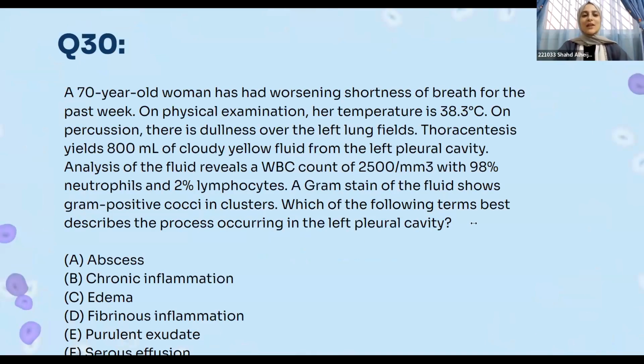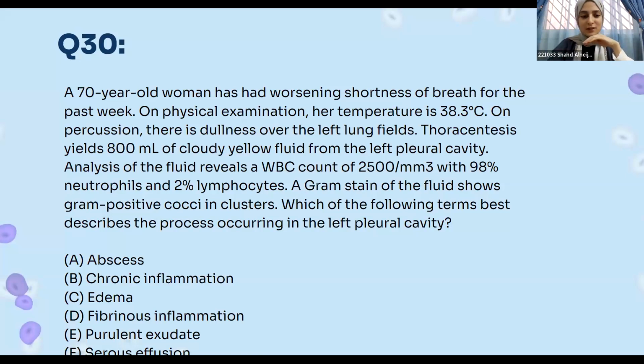A 70-year-old woman has had worsening shortness of breath for the past week. On physical examination, her temperature is 38.3. On percussion, there is dullness over the left lung field. Thoracentesis yields 800 milliliters of cloudy yellow fluid from the left pleural cavity. Analysis of the fluid reveals white blood cell count 2,500 with 98% neutrophils, 2% lymphocytes. Gram stain shows gram-positive cocci in clusters. Which of the following terms best describes the process occurring in the pleural cavity?